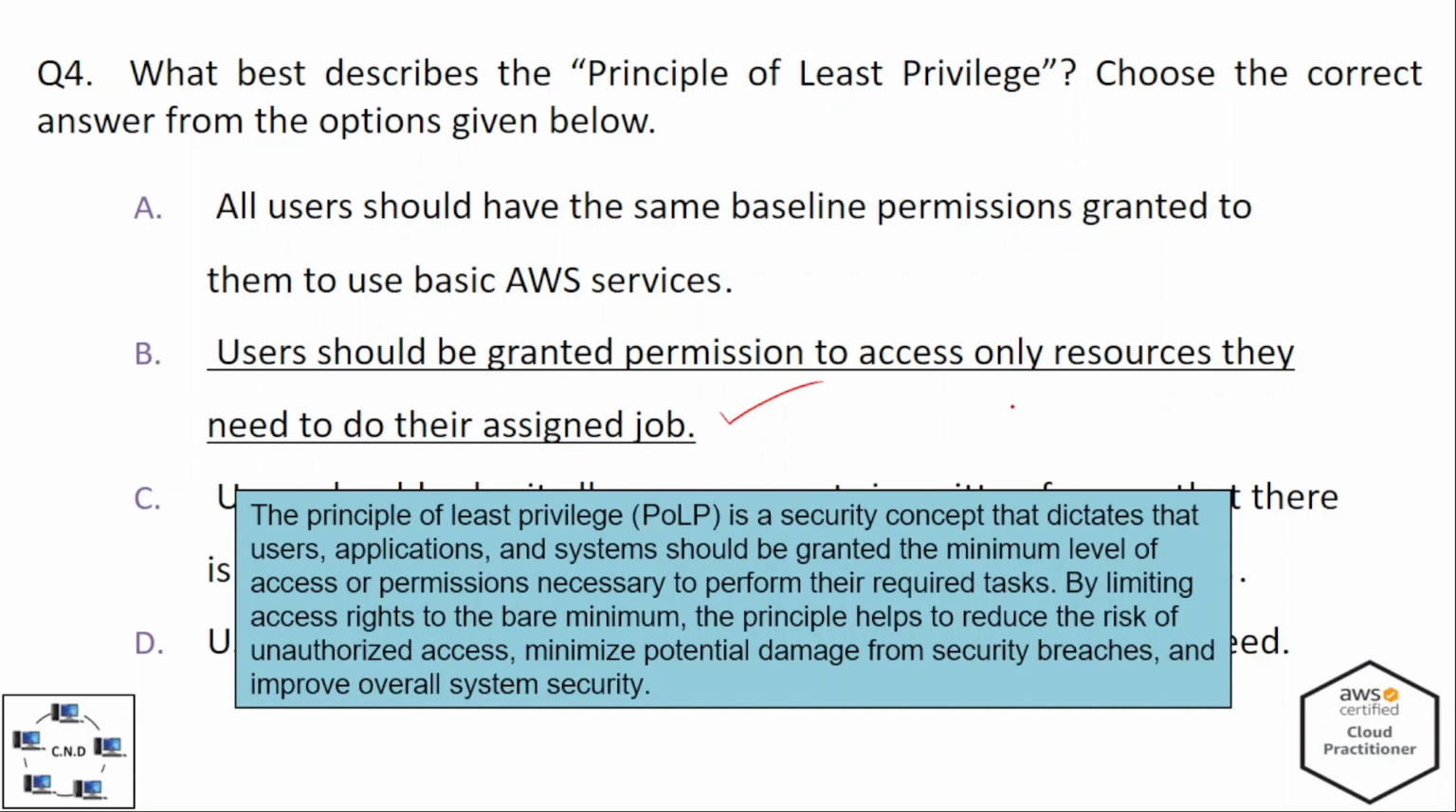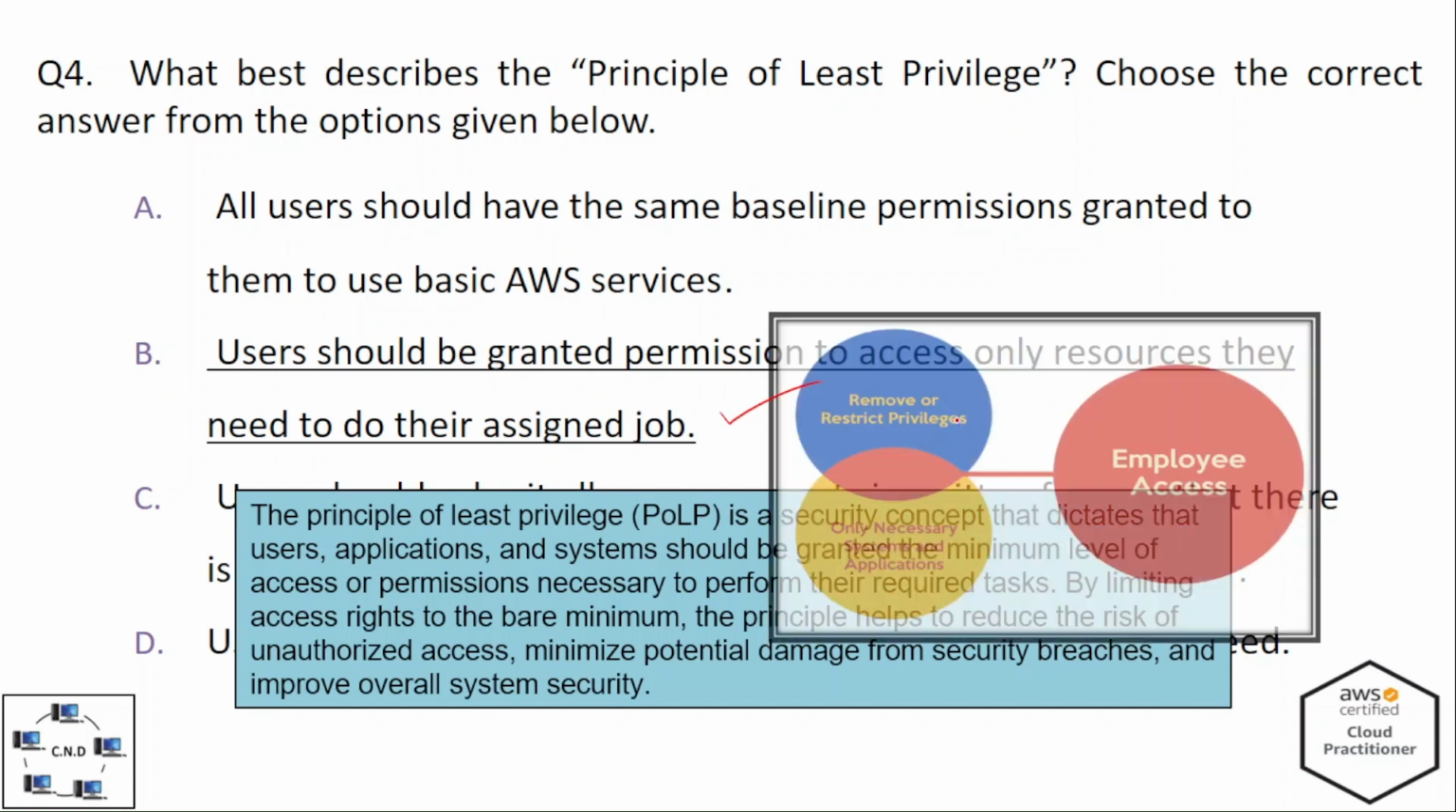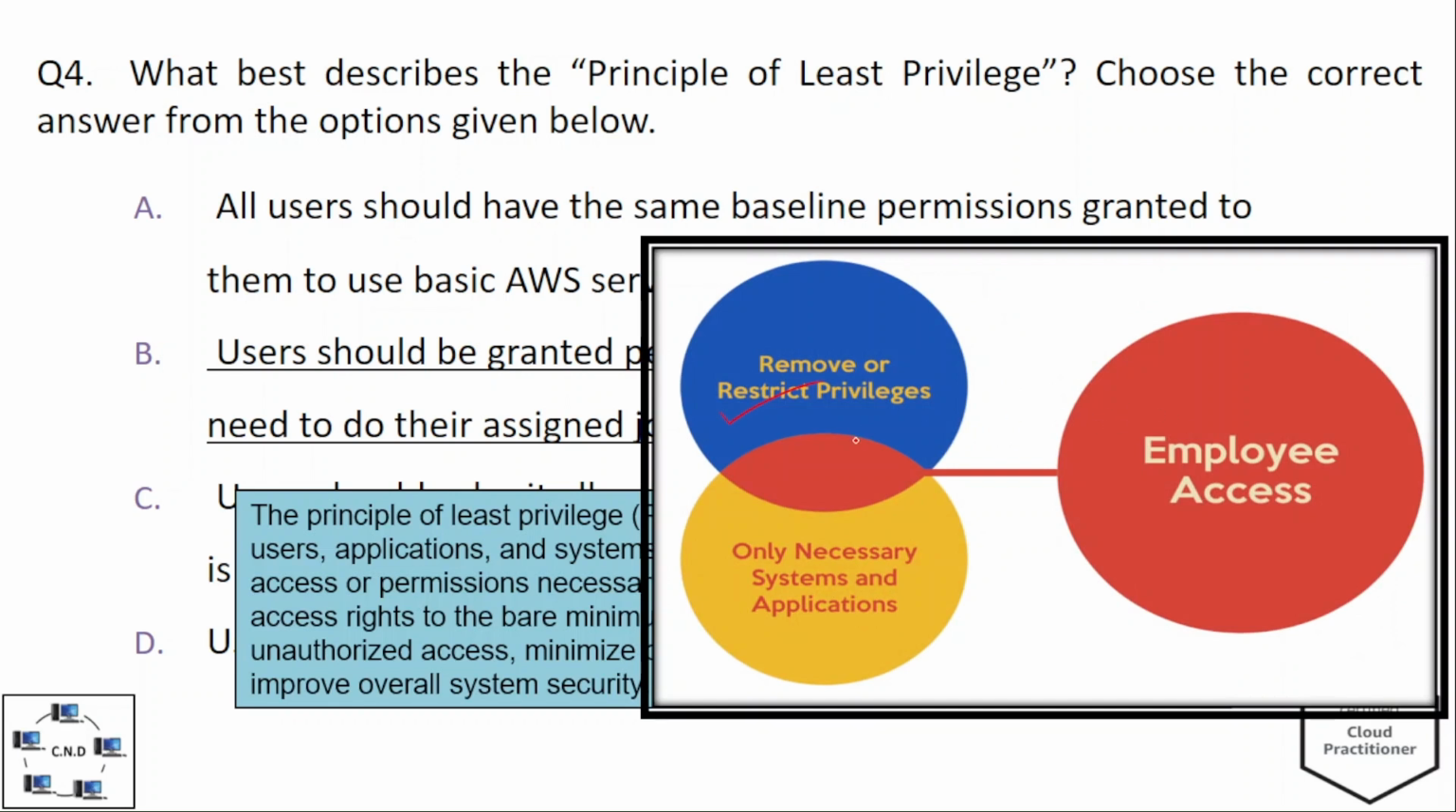Let me further clarify the concept with the help of a visual. So, it is basically the combination of restriction of privileges and giving employees or applications only the privileges that are required for them to do their tasks. So here this highlighted area basically represents the employee access according to the principle of least privilege.